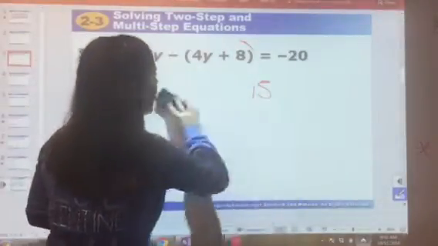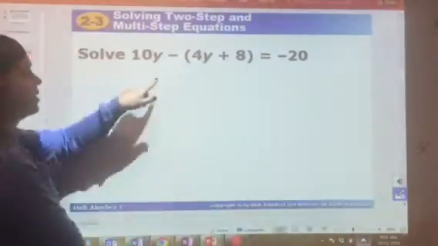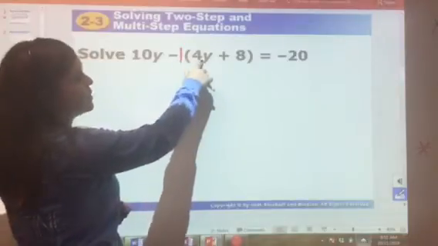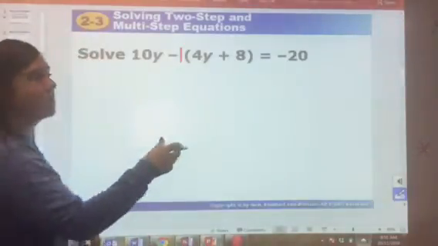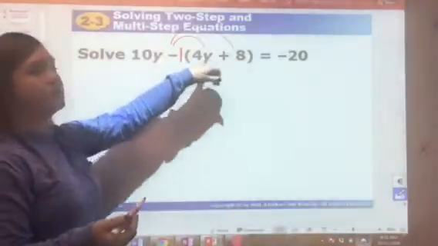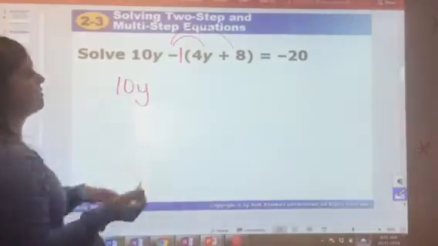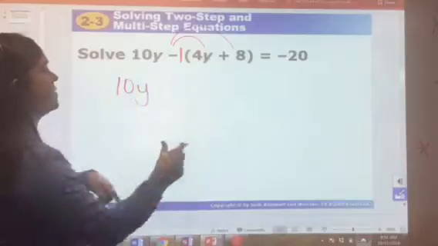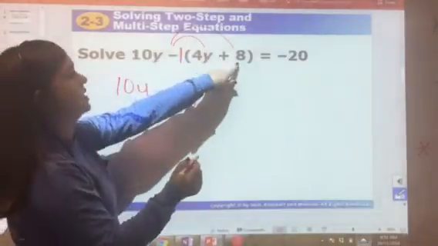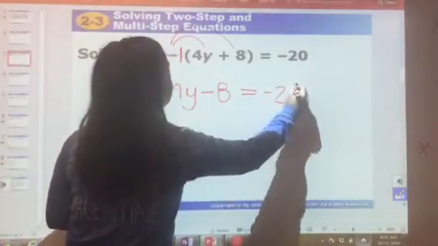Okay, for this one, we're going to have to distribute. If you notice, you have this negative sign right here on the outside of my parentheses. If I don't see anything, this really means there's a negative 1 that's going to be multiplied to everything on the inside of my parentheses. So the first thing I'm going to do is distribute or multiply this negative 1 to everything on the inside. So I still have this 10y out here. I'm going to come back for this later. So negative 1 times my positive 4y gives me negative 4y. And the negative 1 times the positive 8 gives me a negative 8. And I'm going to keep everything on this side.